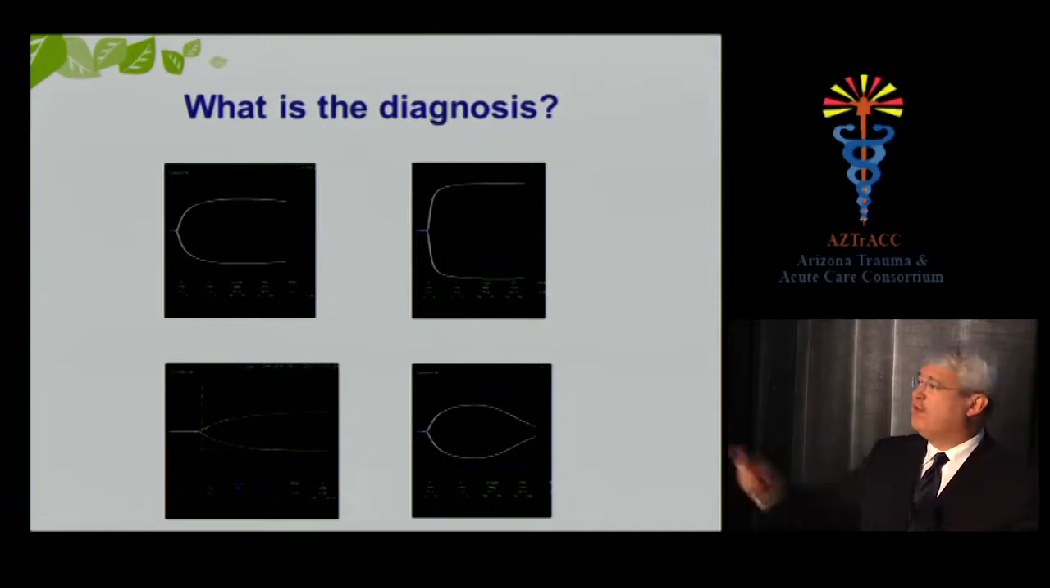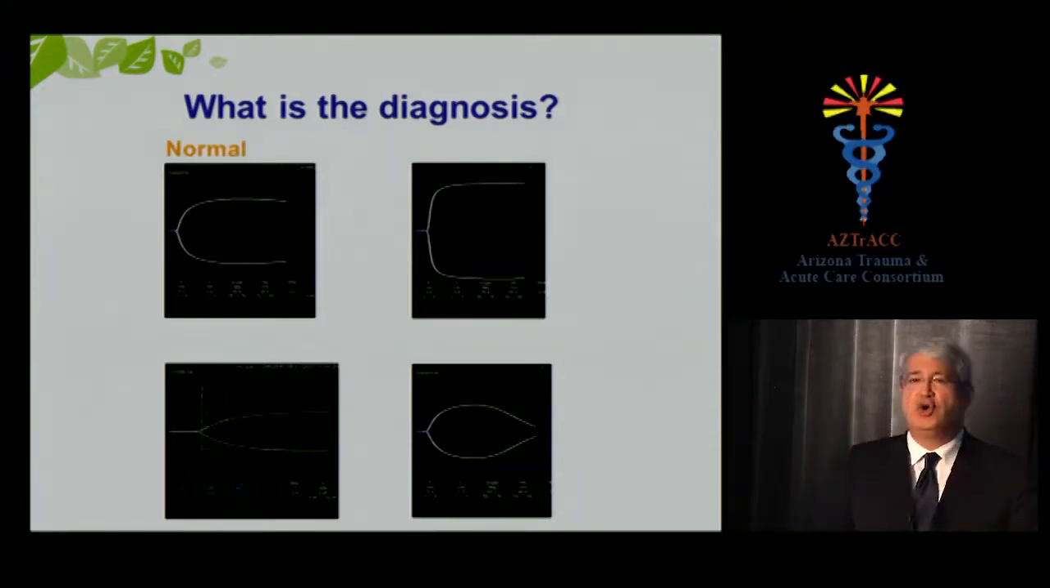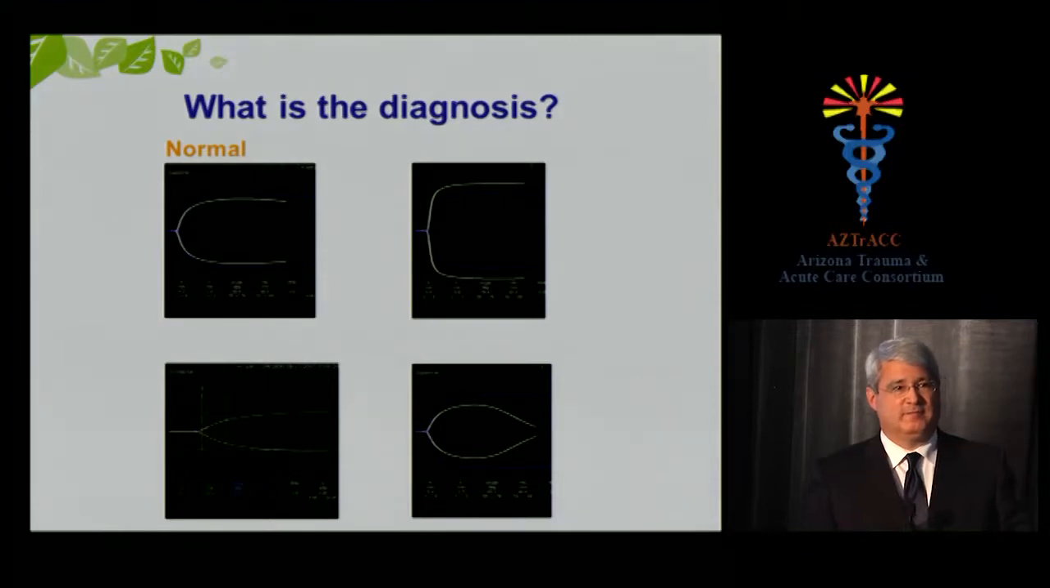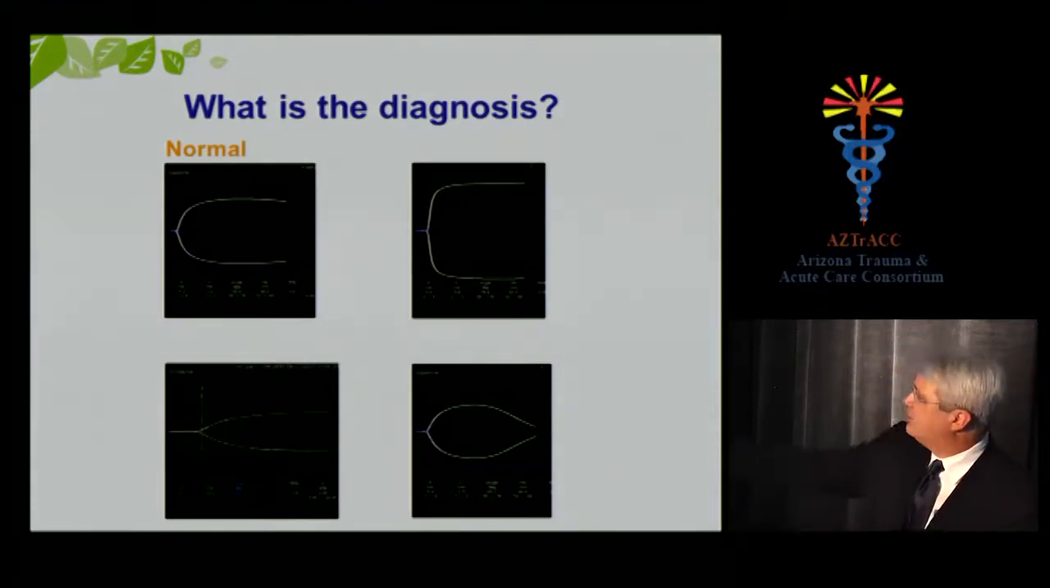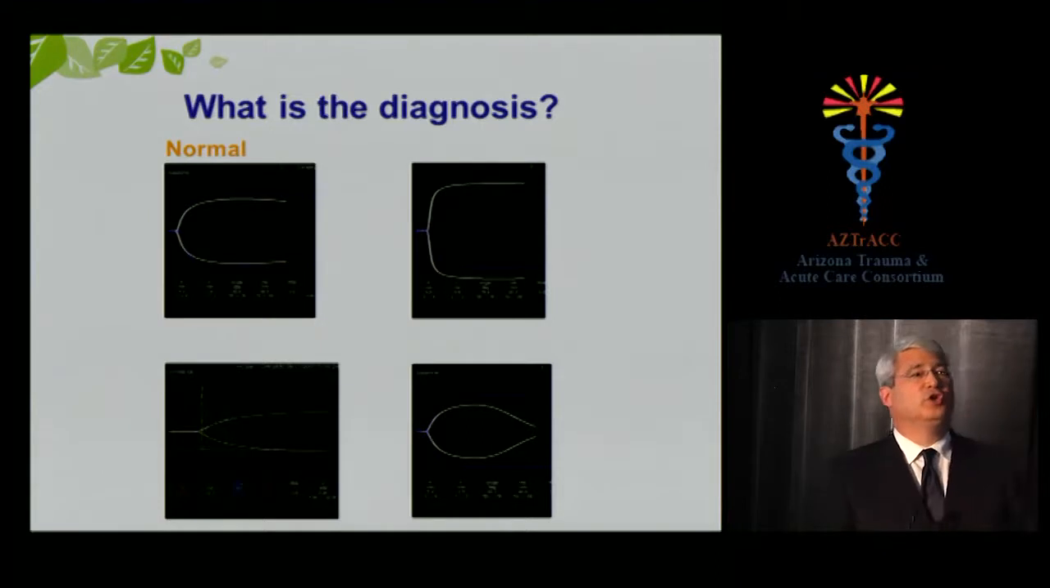Okay, so the first graph there on the top, that's a normal graph. Can you see there? There's a straight line, very small, and then there's a wide maximum amplitude, and then you see that the clot doesn't lyse that quickly. So that's a normal one.